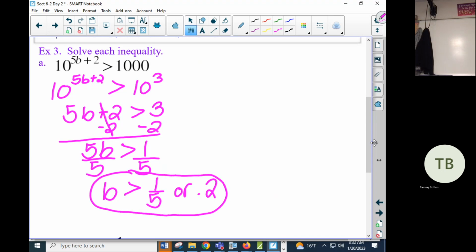When you are doing inequalities and solving them, the only thing you have to do differently is if you multiply or divide by a negative. If this were a -5, you have to switch your sign. That's the only difference. Okay.